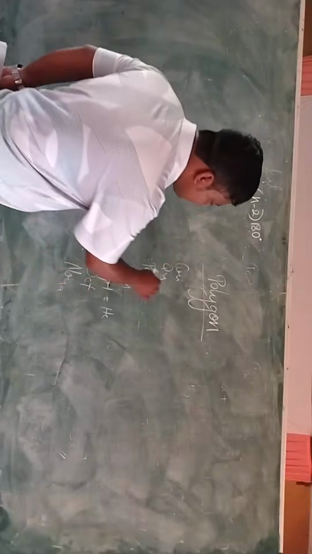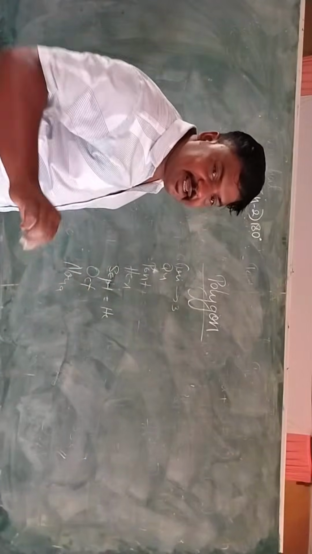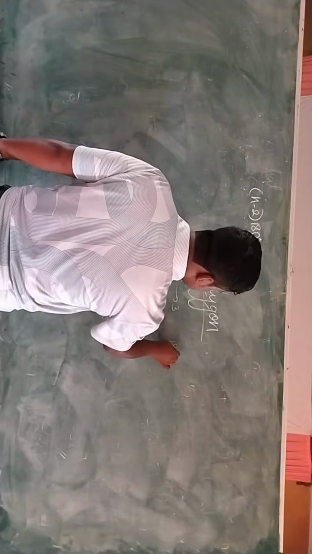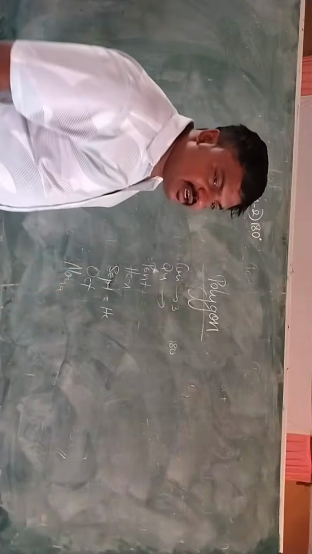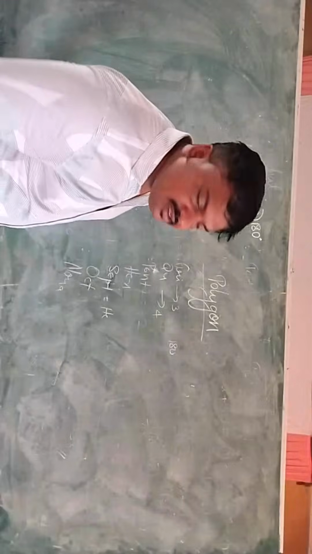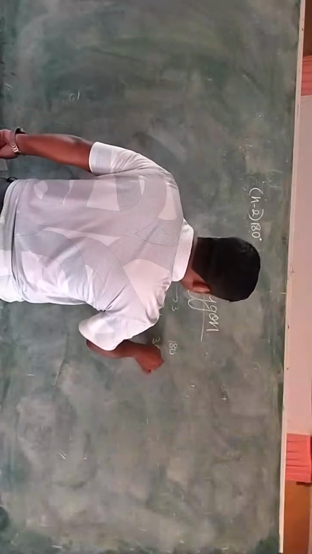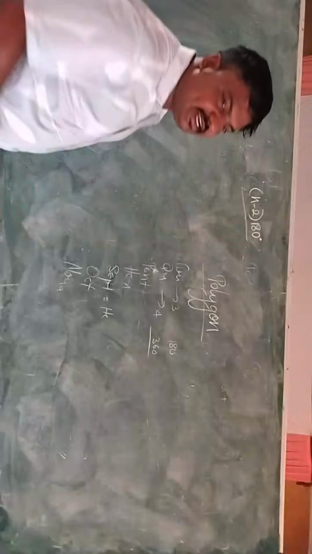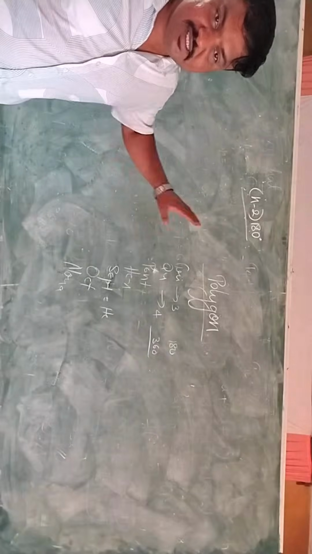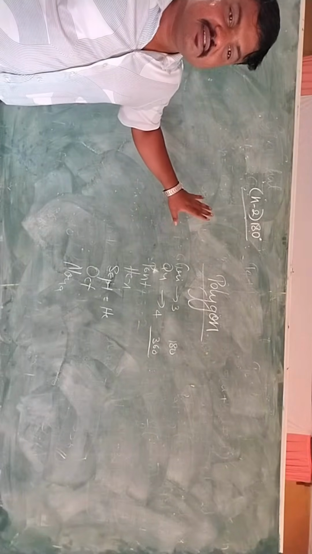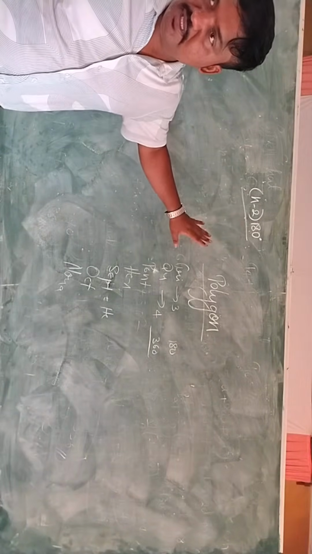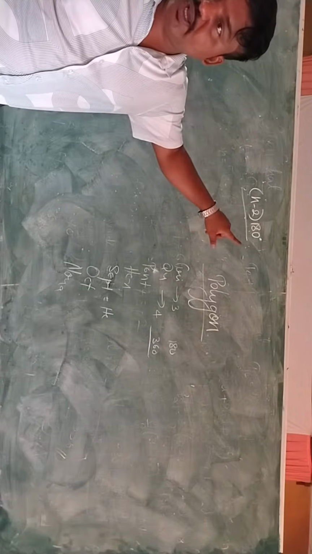Triangle: how many sides? Three sides. Interior angle sum property is 180 degrees. Next, quadrilateral has four sides and four angles, with interior angle sum 360 degrees. What is this (n minus 2) into 180 degrees? This is the formula to calculate the interior angle sum of a polygon.